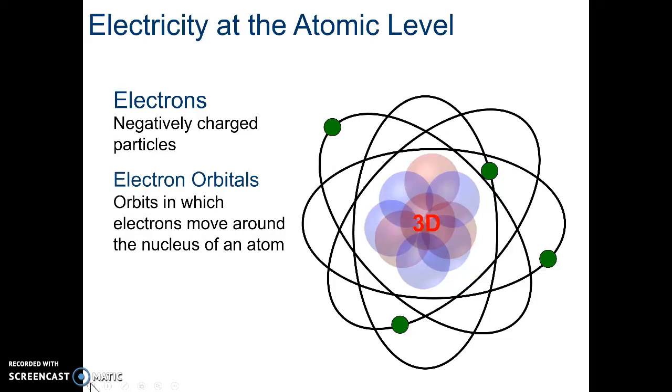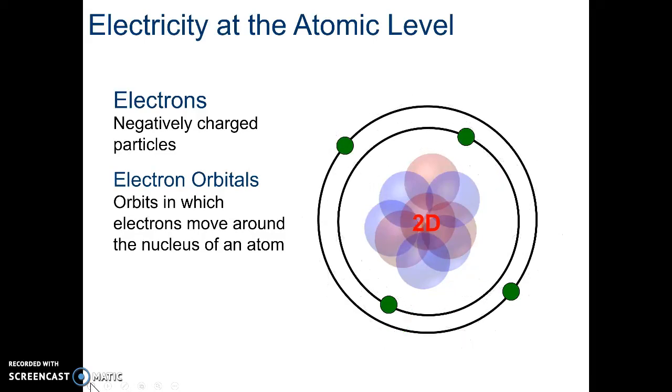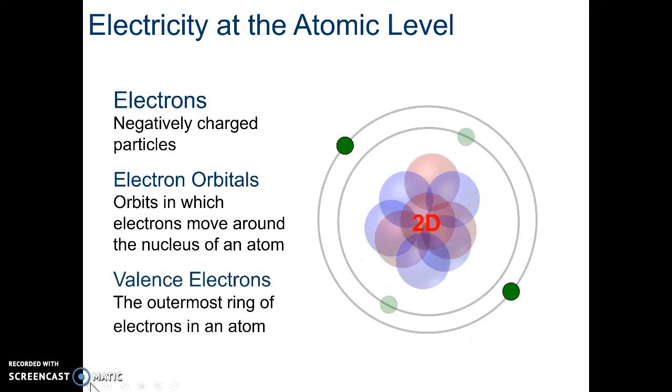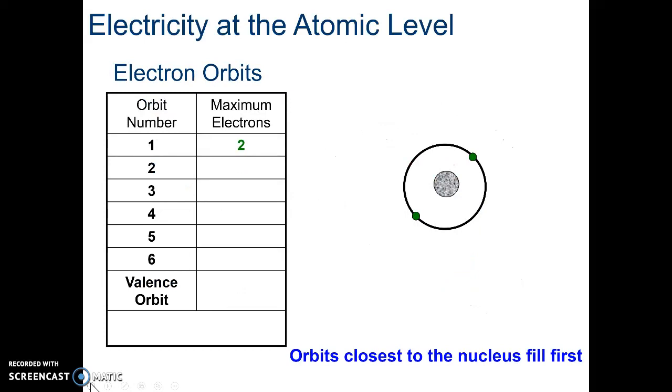Electrons are the negatively charged particles, and they're found out in the electron orbitals. They move around the atom, they move around the nucleus of the atom. We can break them down and we can find that there's these valence electrons, and they are the ones in the outermost ring of that atom.